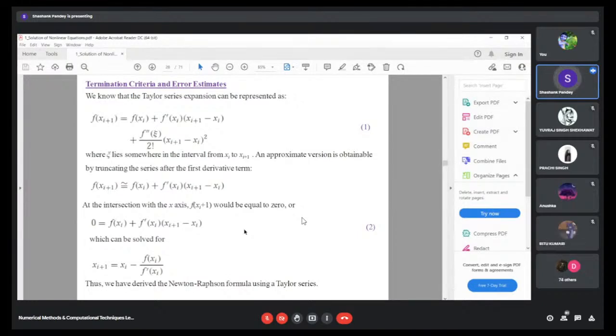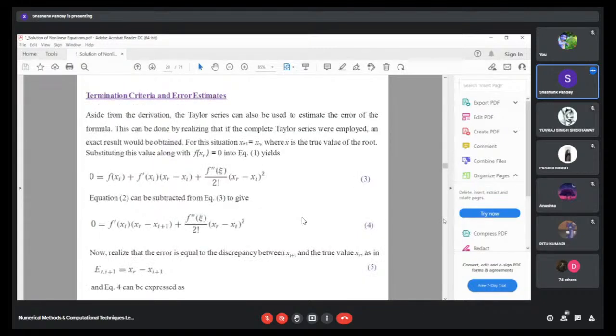Some of you were talking about the convergence rate. Here we will also discuss the convergence rate of this method. Here we can see that, aside from derivation, the Taylor series can also be used to estimate the error of the formula.